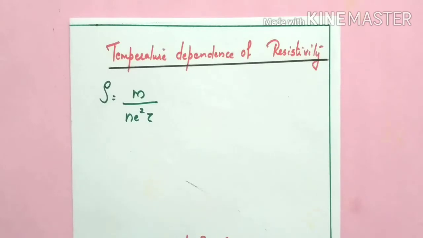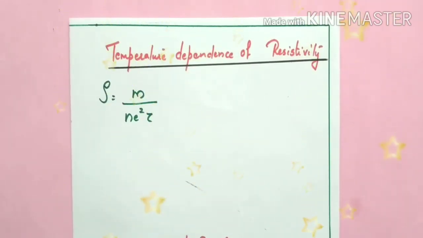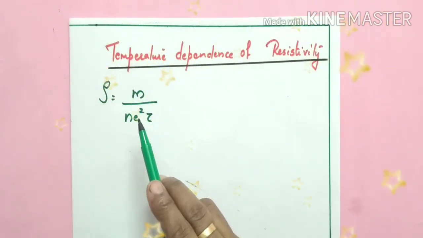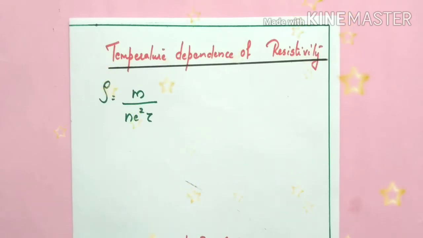Temperature dependence of resistivity. The resistivity of any material is given by the formula rho equals m divided by n e square tau, where rho represents the resistivity, m represents the mass of the charge carriers, n represents the number density, which is the number of charge carriers or electrons per unit volume, e represents the charge and tau represents the relaxation time, that is the average time between two successive collisions.